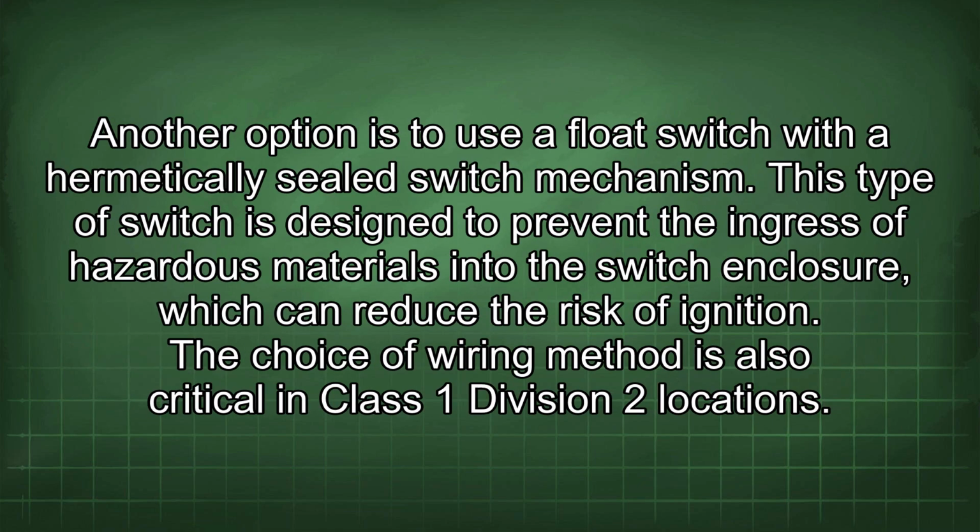Another option is to use a float switch with a hermetically sealed switch mechanism. This type of switch is designed to prevent the ingress of hazardous materials into the switch enclosure, which can reduce the risk of ignition. The choice of wiring method is also critical in Class 1 Division 2 locations.